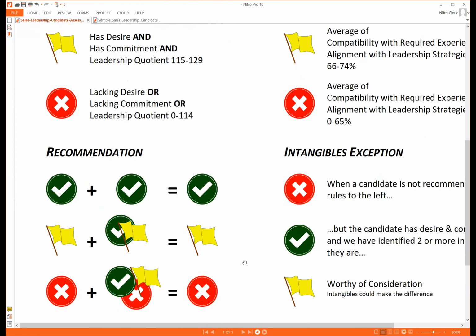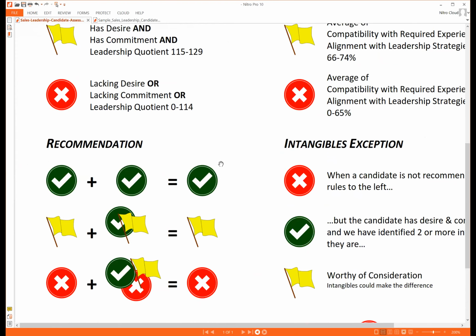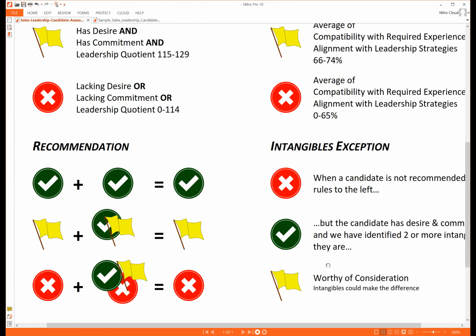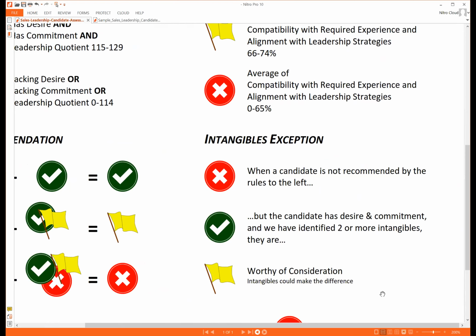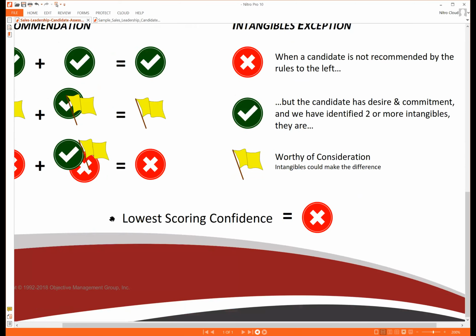Just like before, if you meet both, then you are recommended. If you're marginal on one but you meet the other, or you're marginal on both, then you're worthy of consideration. And if you miss either the OMG criteria or the client criteria, regardless of the other, then you are not recommended for an interview. Also, just like our other products, you can become worthy of consideration based on intangibles that are present. And if someone falls into the lowest scoring confidence, which happens when there's a combination of factors, then they're not going to be recommended.